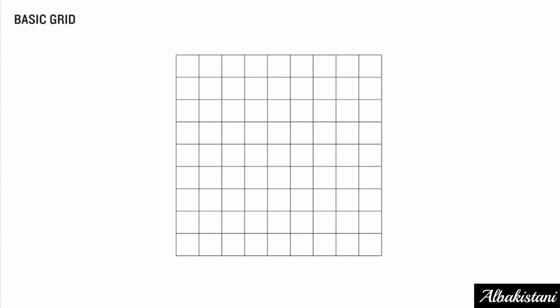Grids are a powerful tool in page layout. They give structure to the page and they increase the efficiency of the design process. A basic grid has vertical columns and horizontal rows. In graph paper, the divisions are perfectly even.